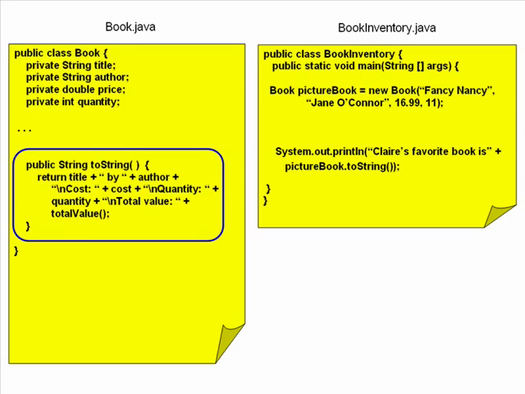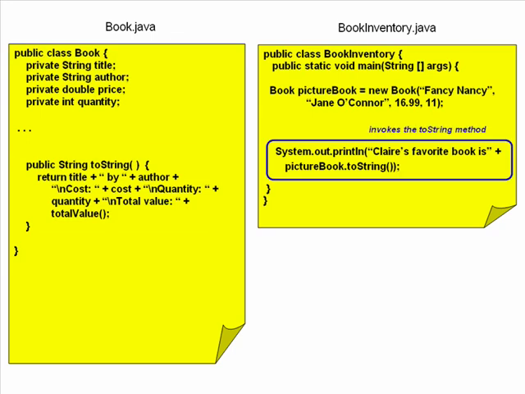So the way a toString works, here's our declaration for our toString method, is it has a header, public String toString, no arguments passed to it, and then in that method you return a string representation of the object. So for our book, we'll return the title, by author, we'll return the cost, the quantity, and the total value. So everything that you would want to display if you want to print the status of a book.